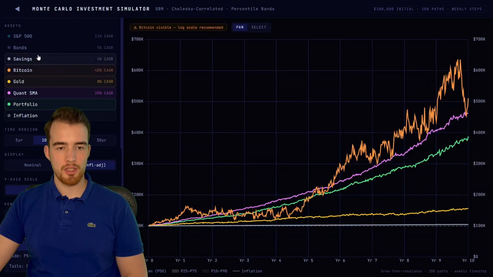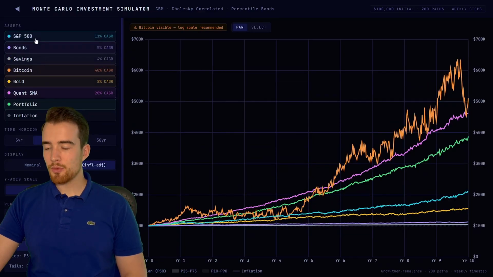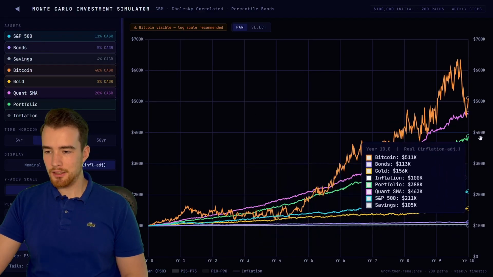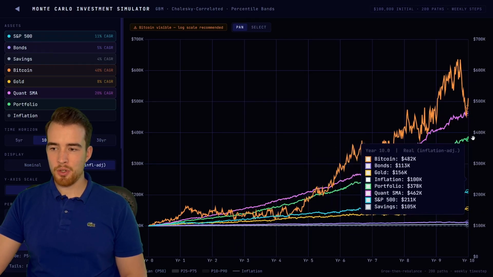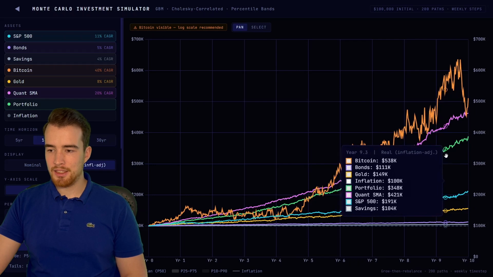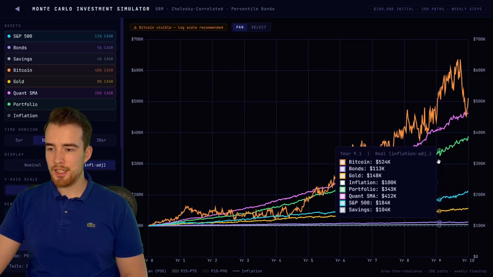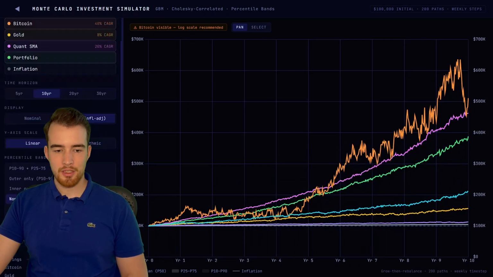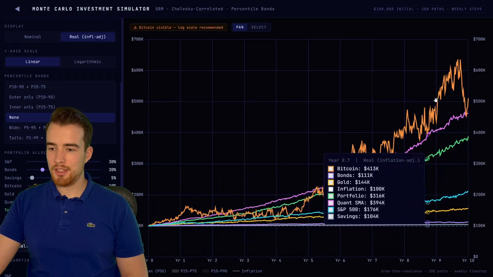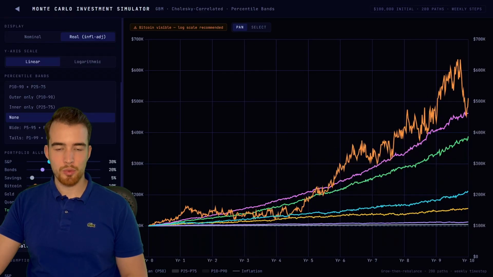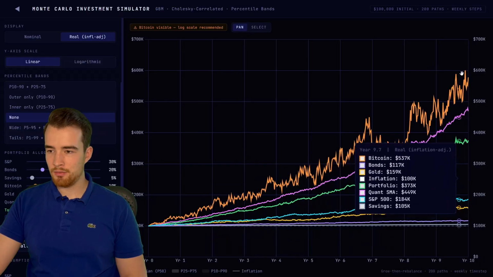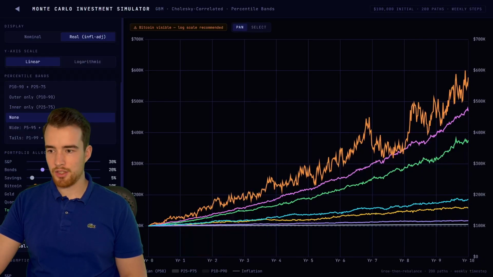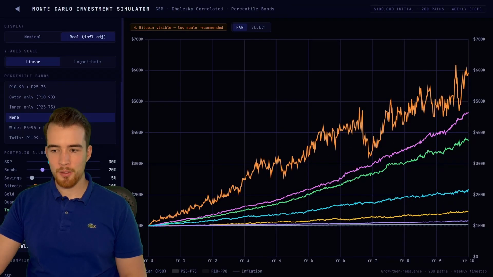And if we look at the chart, we see that although the portfolio has exposure to Bitcoin and it inherits some of the volatility, it's not nearly as volatile. I don't want to say that this is representative or what it would be in real life. If we run it again, Bitcoin lands significantly higher here as well.